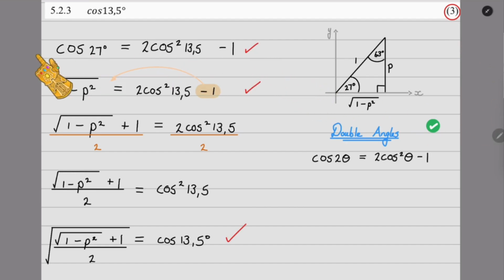The first mark comes from using this double angle identity. The second mark comes from the substitution of cos of 27 into the double angle identity. And the last mark comes from your final answer.